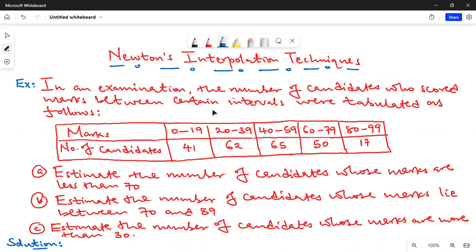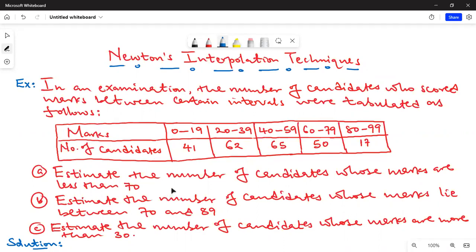Today we are going to look at Newton's interpolation techniques, that is Newton forward and Newton backward interpolating polynomials. Now we have this question that in an examination, the number of candidates who scored marks between certain intervals were tabulated as follows. So we have the table of marks against the number of candidates.